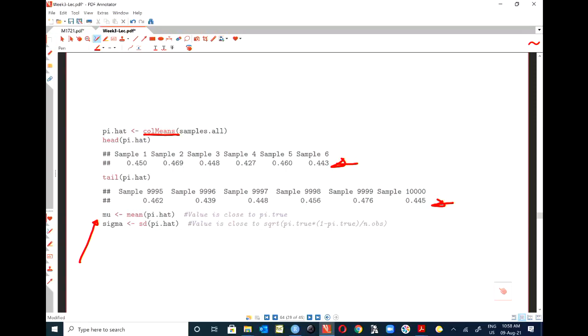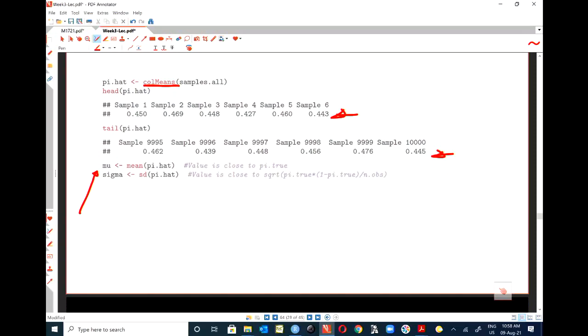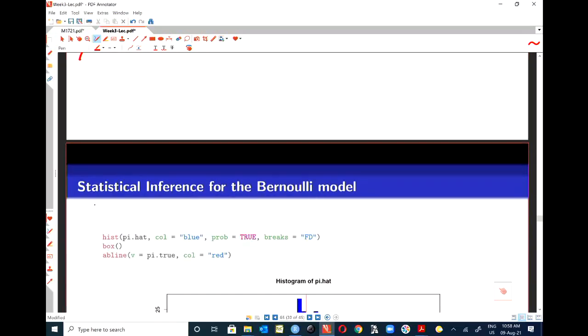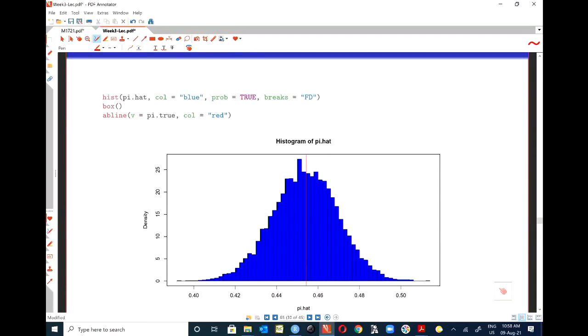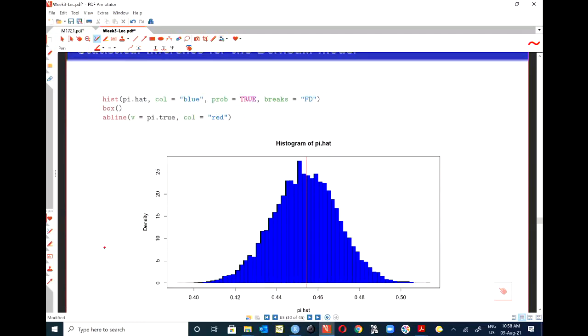That is my mu hat. And I've got here the sigma. I've got 10,000 sample means, or 10,000 proportions I've estimated. I want their standard deviation, and I've worked that out as well here. And you can take a look at the values here. Here's my histogram of those: sample size of 1,000, 10,000 of those.